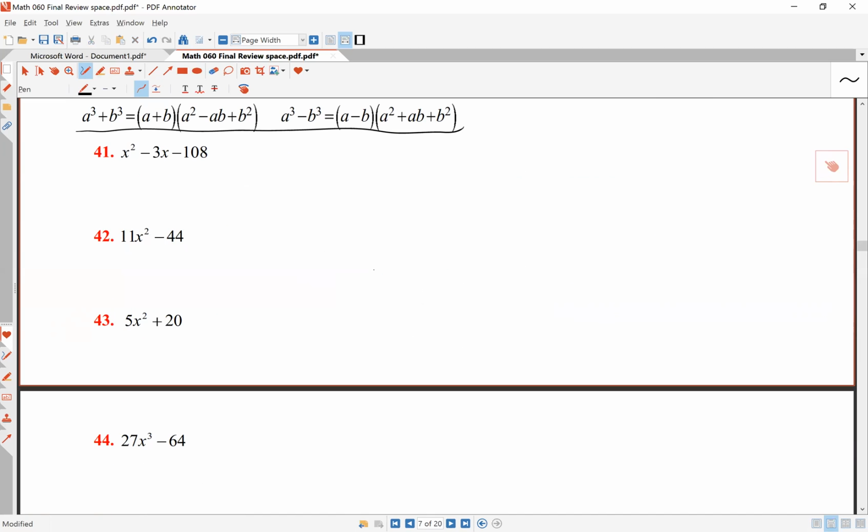x squared minus 3x minus 108. We're looking for two numbers whose product is negative 108 that add to negative 3. And 108, it's kind of a big number there. I know 9 goes in there. Let's see. Yeah, 9 and 12. But I need the negative on the 12. And so when the coefficient of x squared is 1, you find those numbers and you're done. Don't have to do anything else with it.